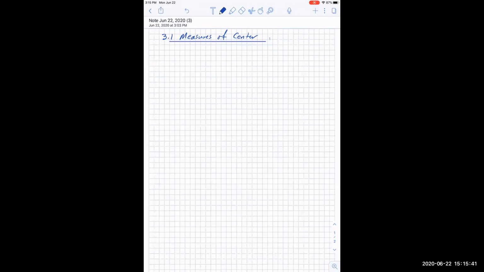So our goal is to obtain a value that measures the center of a data set.